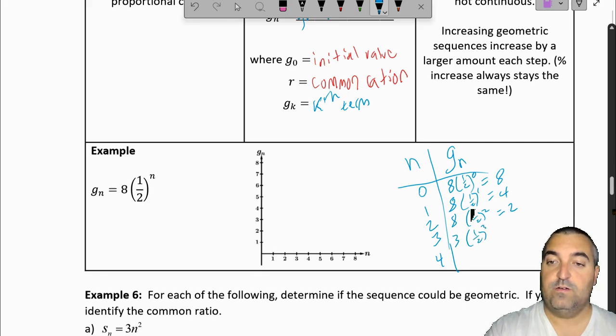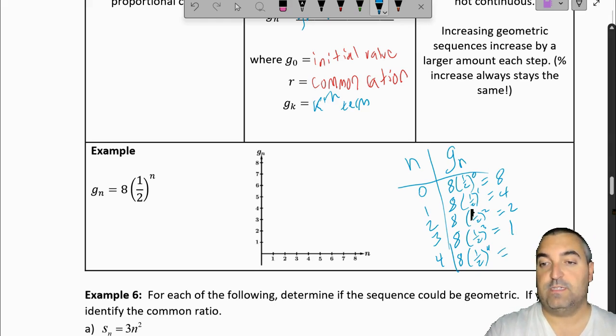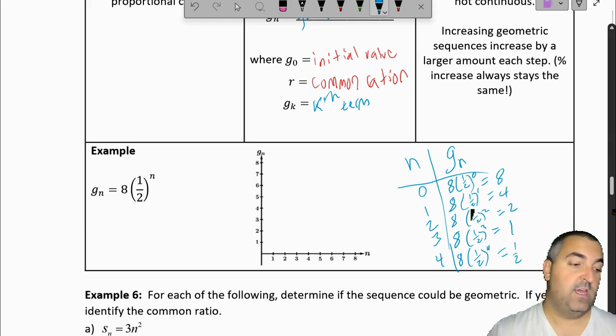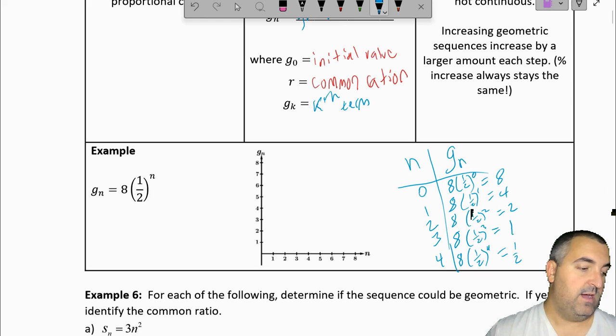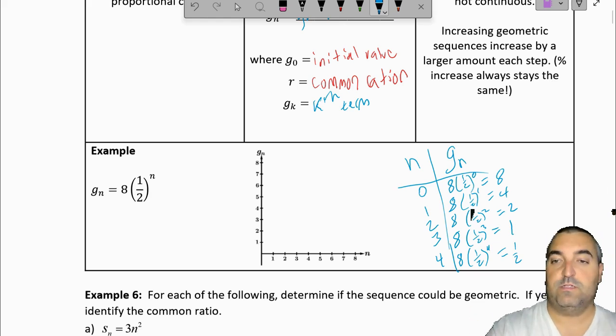1/2 to the third, oops, that's supposed to be an 8, is 1/8. 8 times 1/8 is 1. And then 8 times 1/2 to the fourth. That would be 1/16. 8 divided by 16 is 1/2. And you can hopefully see the pattern that is occurring here. So let's go ahead and plot this.